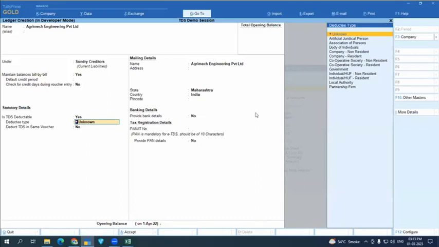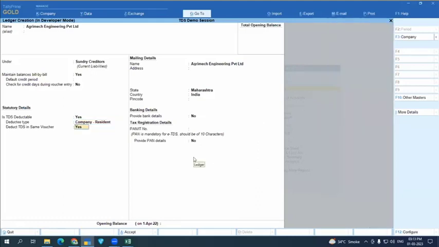Okay. So here I know that company is belonging under company not resident. Select here from deductee type. Okay. Now the question is, deduct TDS in same voucher. Yes, by default Tally gives yes.